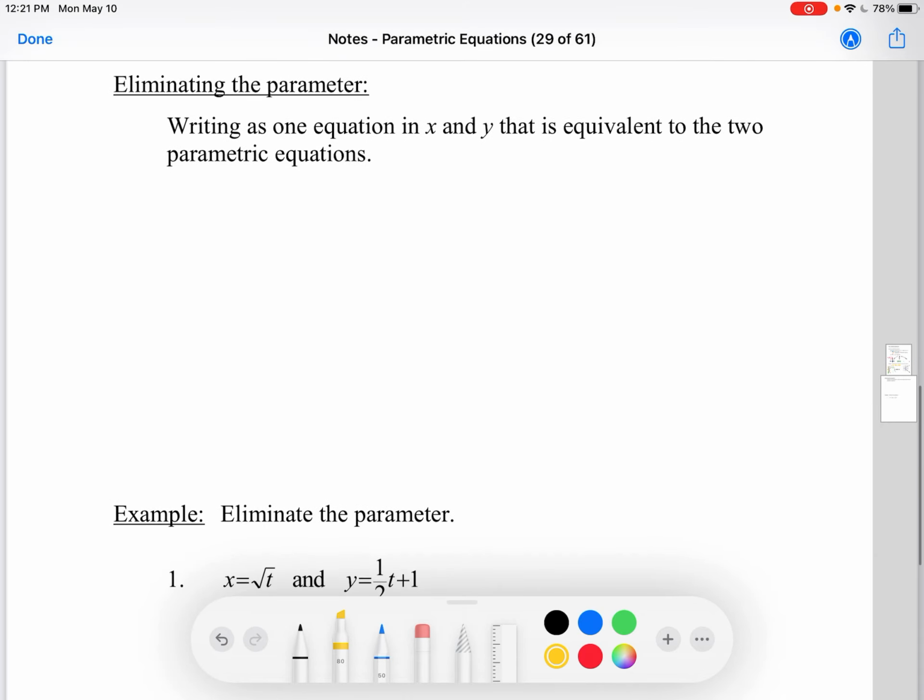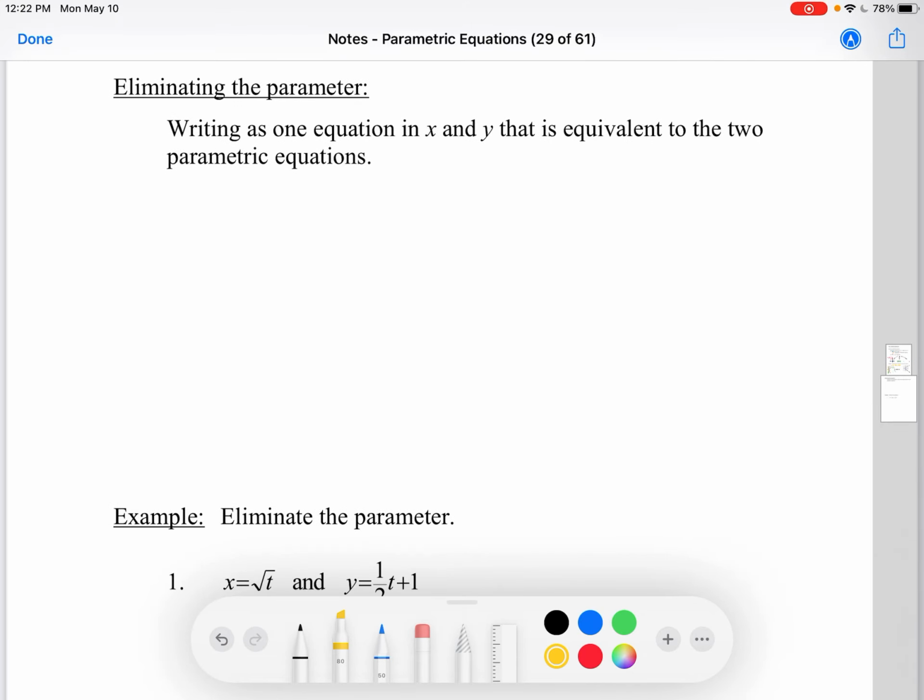Okay. Looking on to page 2, we're going to now try to eliminate the parameter. Okay, so basically what this is, we don't like seeing equations with t. We are just completely used to equations that are always in terms of x and y. So what we're going to do is we're going to try to eliminate that t as much as possible. In fact, at all. We're going to completely get rid of it for everything.